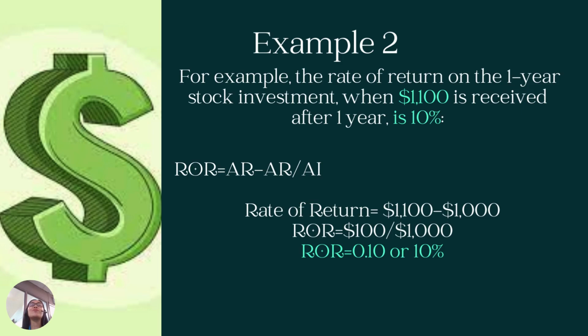Okay, next slide. So, for example, the rate of return on a 1 year stock investment when $1,100 is received after 1 year is 10%. How do we solve that one? The rate of return equals the amount received minus the amount invested, divided by the amount invested. So, the rate of return equals $1,100 minus $1,000, over $1,000, which is $100 over $1,000. The rate of return equals 0.10 or 10%.